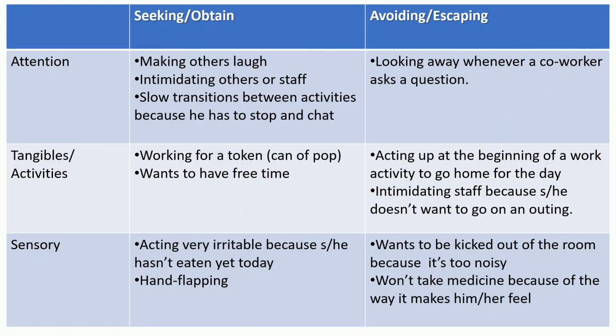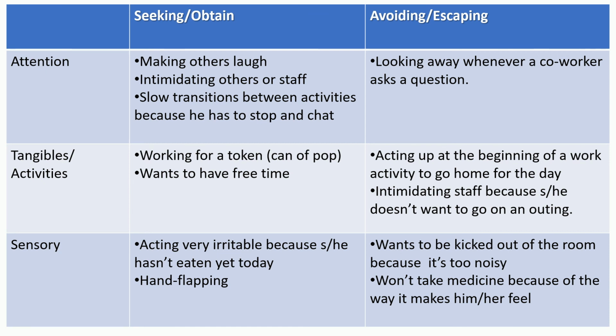Here is a matrix showing different versions of what obtaining attention might look like, or escaping attention, tangibles or sensory might look like. So to seek attention might look like making other people laugh, or to avoid attention might be looking away whenever a coworker asks a question. To seek or obtain tangibles, it might be that you want to work for free time or work towards a can of soda. If you're escaping a tangible, it might be that somebody engages in some non-preferred behavior at the beginning of a work activity to go home for the day.